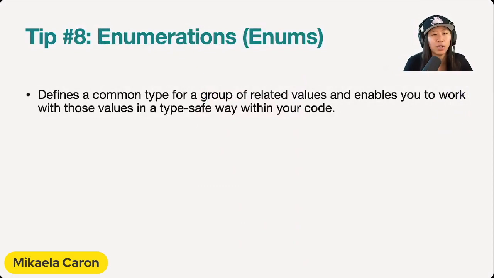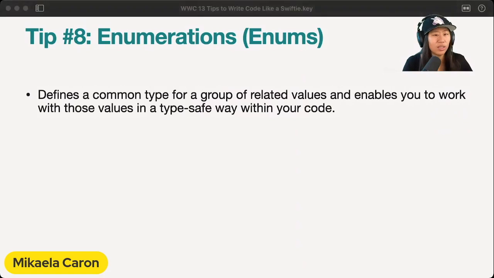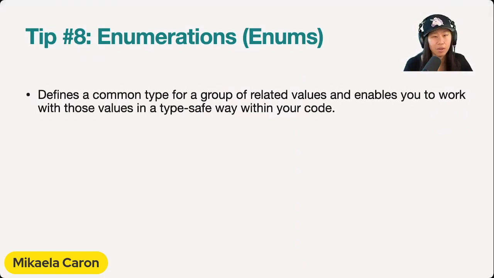Tip number 8 is about enumerations or enums. Apple defines this as defining a common type for a group of related values and enabling you to work with those values in a type-safe way within your code. So Swift is a type-safe language, and is also statically typed. That means everything is defined a certain way, and you can't switch types of variables.